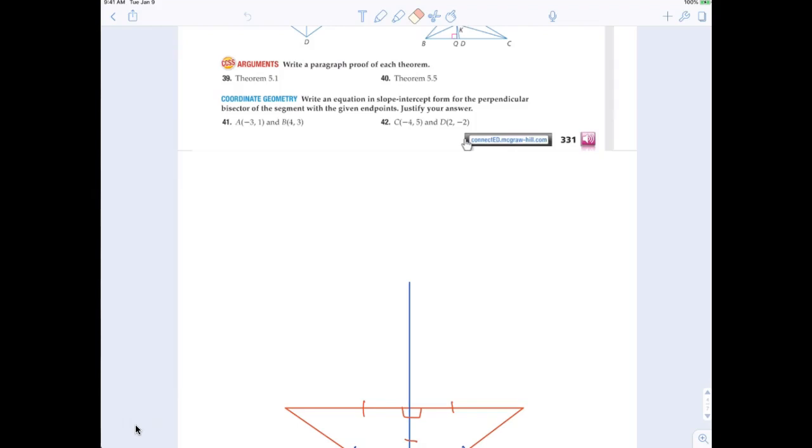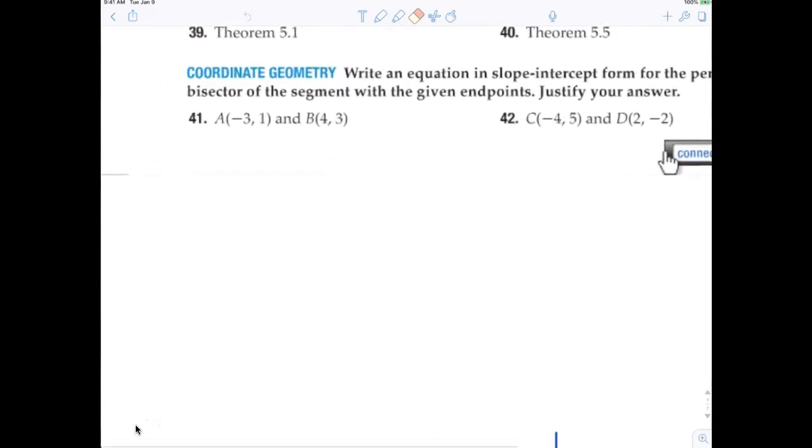This is something I think is a really good review question. I need everybody to take note of 41 and 42. Let's say we have no clue what's going on with 41 or 42. Here's how I'd like you to handle it. First and foremost, make an X and Y axis real quick. Negative 3, 1 would be over here, and 4, 3 would be somewhere over here.